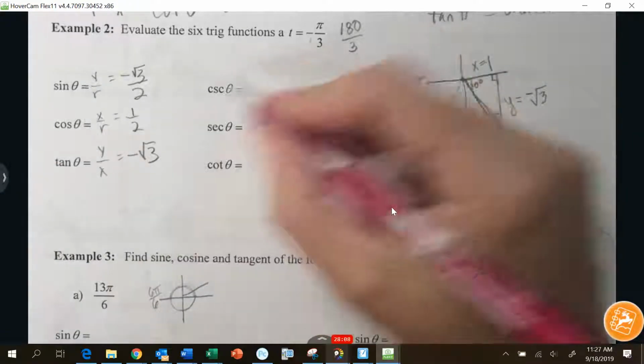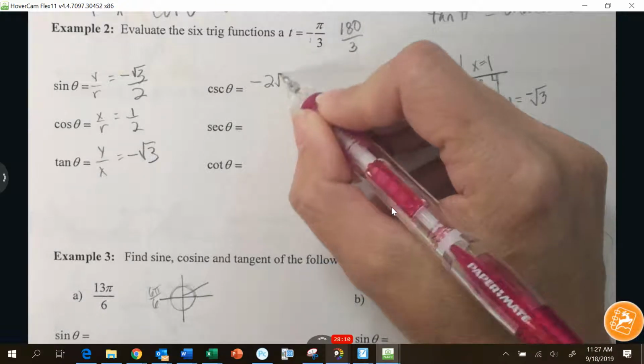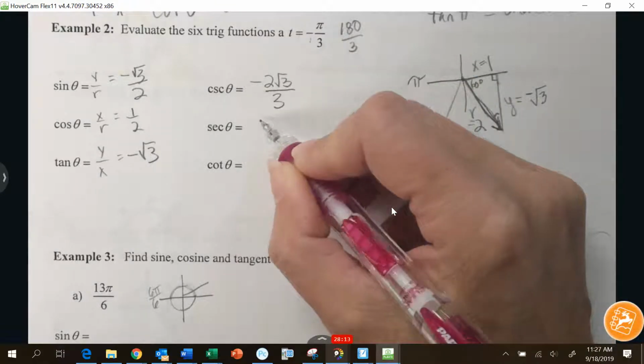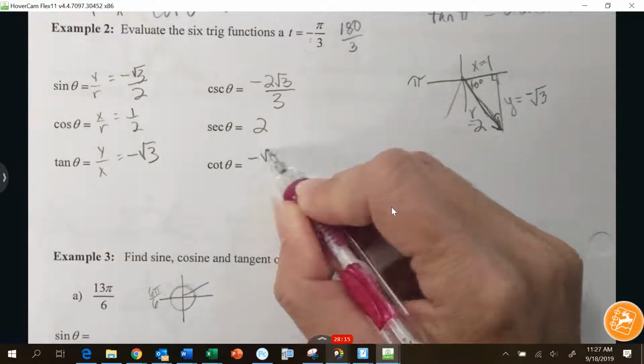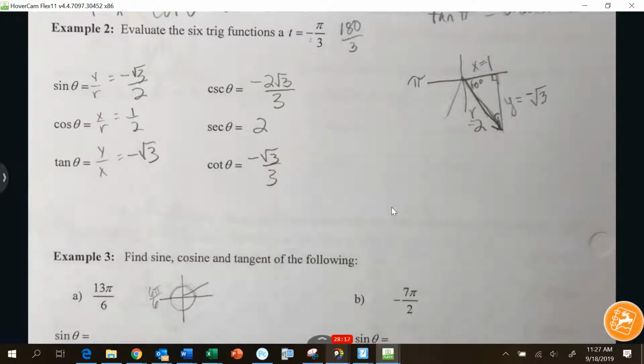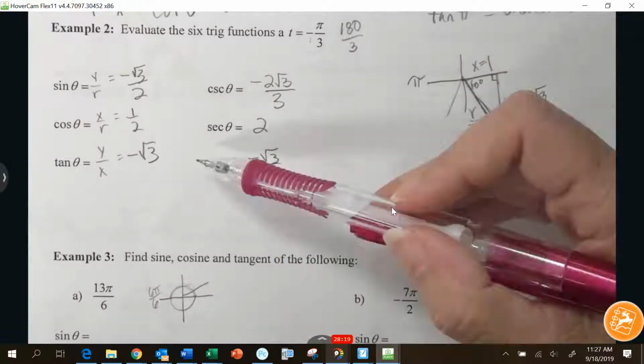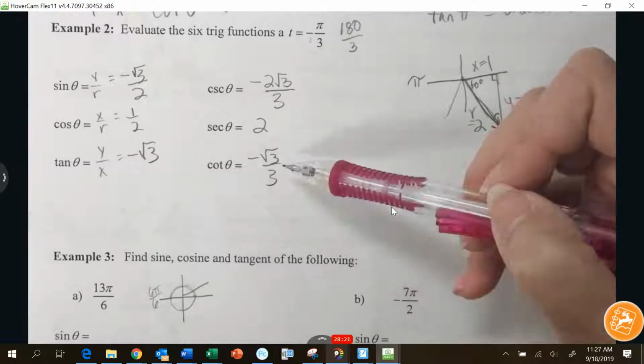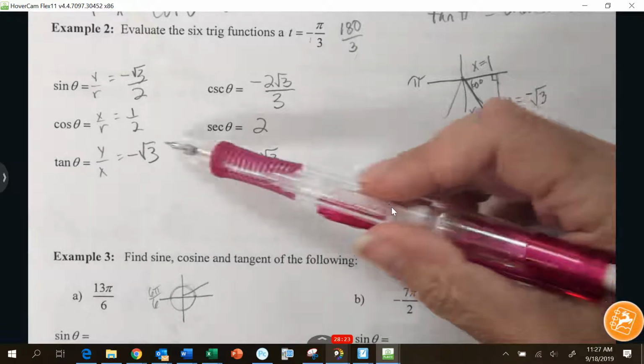And then from there, I'm just going to flip those. So this one will be negative 2 radical 3 over 3. This one will be 2, and then this one will be negative radical 3 over 3. And I have those memorized, of when I flip negative radical 3, it's negative radical 3 over 3. Like, I know those because I've done them so many times.